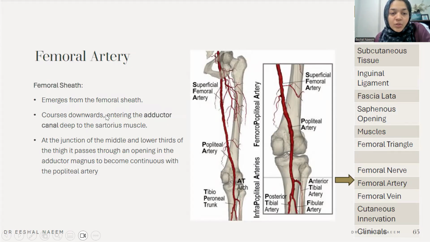It emerges from the femoral sheath, courses downwards, entering the adductor canal deep to the sartorius muscle. So this is the area of the adductor canal, and then deep to the sartorius muscle, it courses downwards. At the junction of the middle and lower thirds of the thigh, it passes through an opening in the adductor magnus to become continuous with the popliteal artery. So here you can see it pass the adductor canal, deep to the sartorius muscle, and then at the junction of the middle and lower thirds of the thigh, it passes through an opening in the adductor magnus and comes behind the knee in the popliteal fossa, and it becomes the popliteal artery. So can we see how the femoral artery becomes the popliteal artery? And the femoral artery itself was a continuation of the external iliac artery.